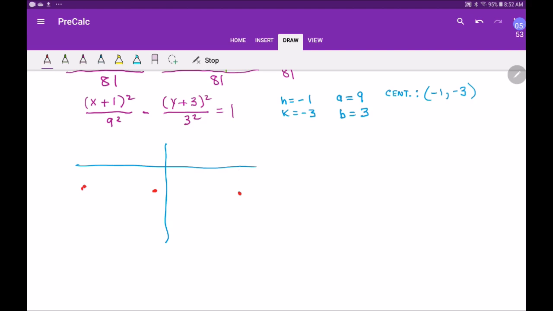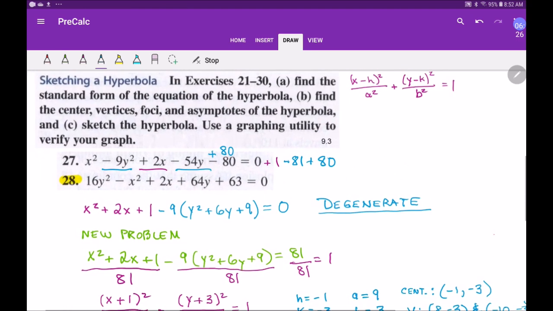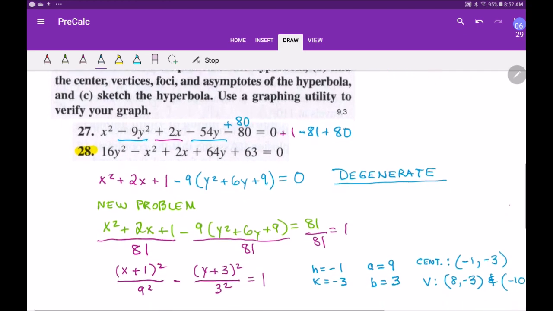So let's see, we were at -1, so this is 8. This is -1, and this will be -10, right? Okay, so there's our vertices, and oh, by the way, we're at -3. So our vertices are (8, -3) and (-10, -3). Okay, and then I think they want the foci. Yes, they do. Of course, they want the asymptotes.